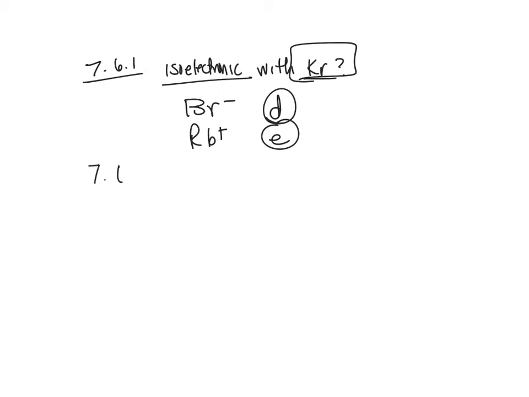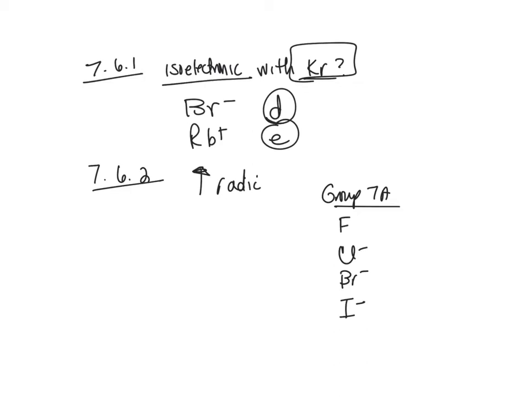And then let's do 7.6.2. Which of the following are arranged correctly in the order of increasing radii? When you look down group 7A, you see you've got iodide, bromide, chloride, and fluoride. Iodide is going to be huge, and this is the trend: they get bigger as you go down. So A is the answer there.